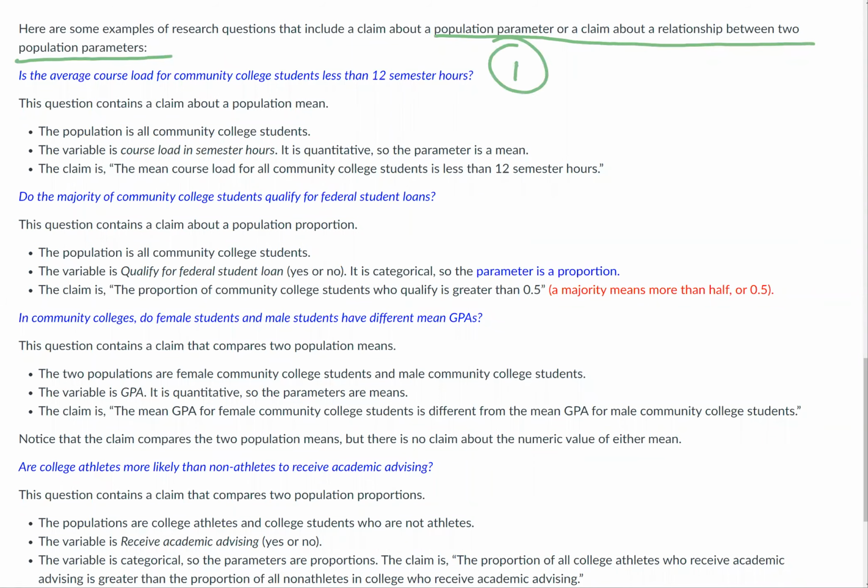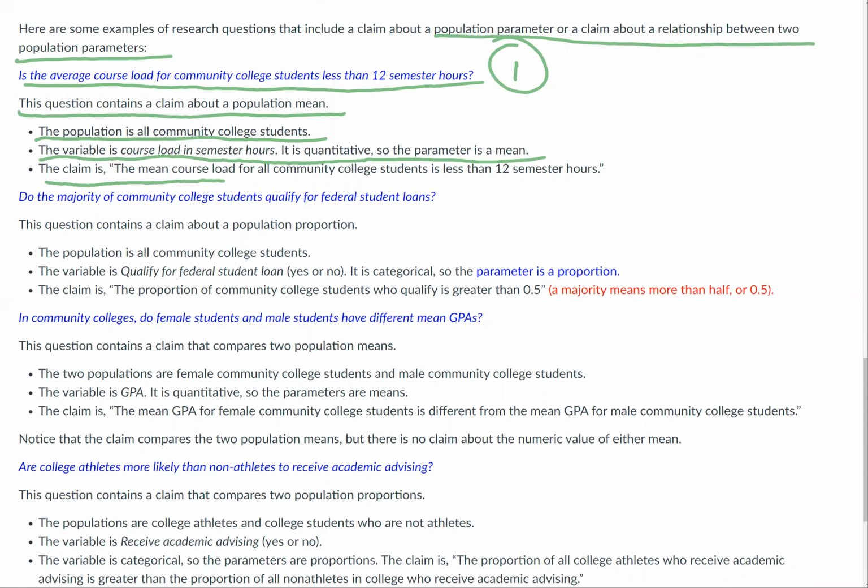The first one being, is the average course load for community college students less than 12 semester hours, or 12 units, I think, in other words? This question contains a claim about a population mean. The population is all community college students. The variable is course load in semester hours or number of units. It is quantitative because it's measured in numbers, so the parameter is a mean. The claim is the mean course load for all community college students is less than 12 semester hours.